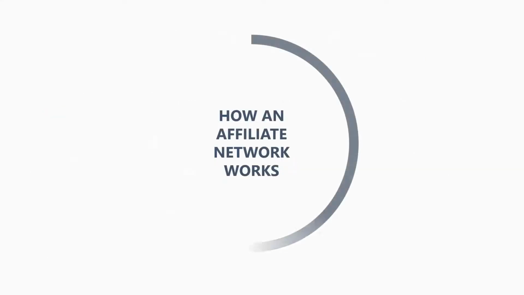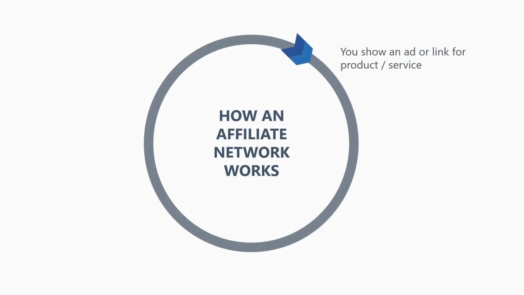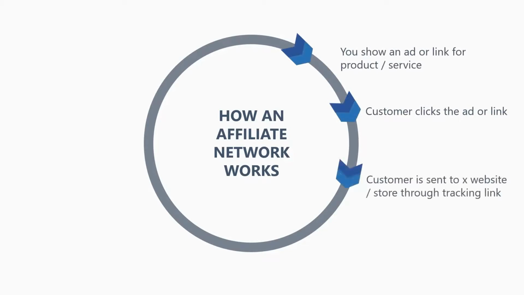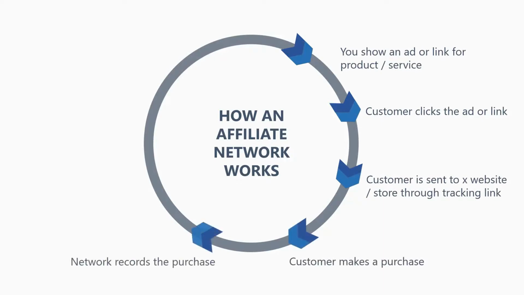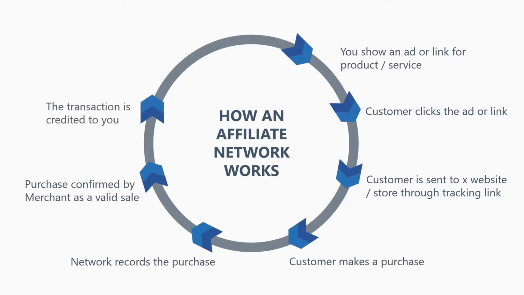This is how an affiliate network works. Firstly, the affiliate would show an ad or a link for a product or service. The customer would click the ad or the link. The customer is then sent to the merchant's store or the affiliate's website through a specific tracking link. The customer makes a purchase. The network records the purchase with specific tracking. The purchase is confirmed by the merchant as a valid sale. The transaction is credited to the affiliate. And then the affiliate is paid commission.